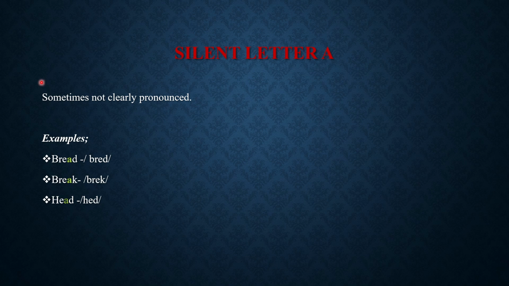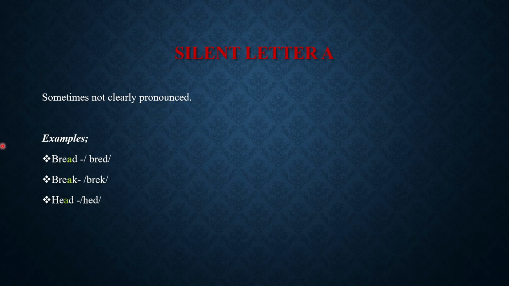So we are going to look at silent letters from A to Z, and we want to begin with the words with the silent letter A. So silent letter A sometimes is not very clearly pronounced. It kind of combines with another vowel sound, but it doesn't come out so clearly. That is why it comes out as a silent letter.